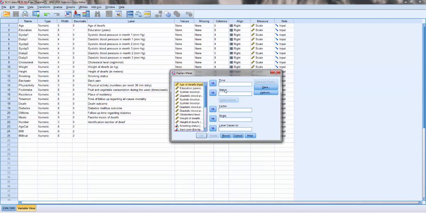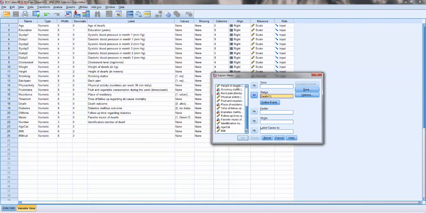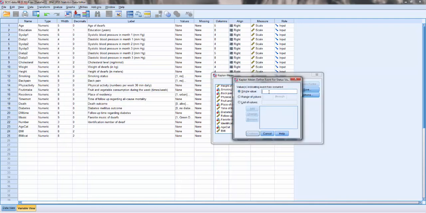The status is death. It's death or alive. In our case, we can use the variable death. We scroll down until we find death as an outcome. We select it as a status variable, and now the program asks, what is the numeral defining death? We know from our database that 0 is alive and 1 is death. This means we click on define event and we write 1, as the people who died are categorized as 1. We click on continue.